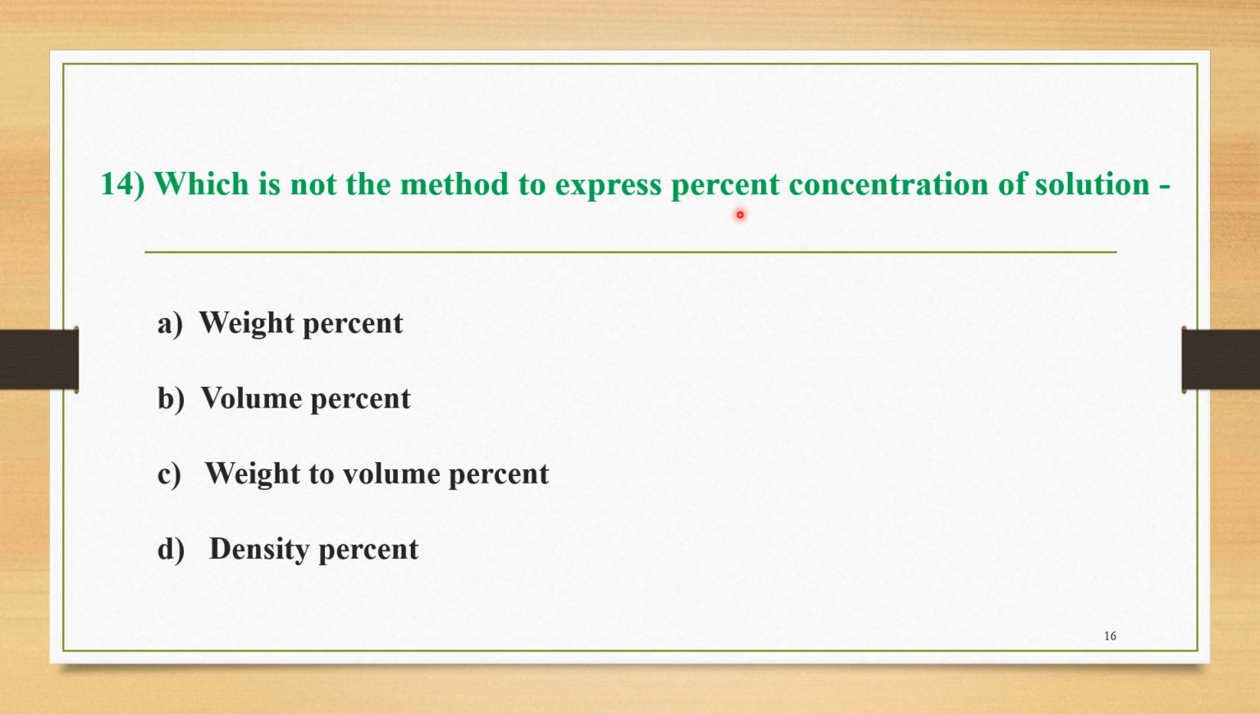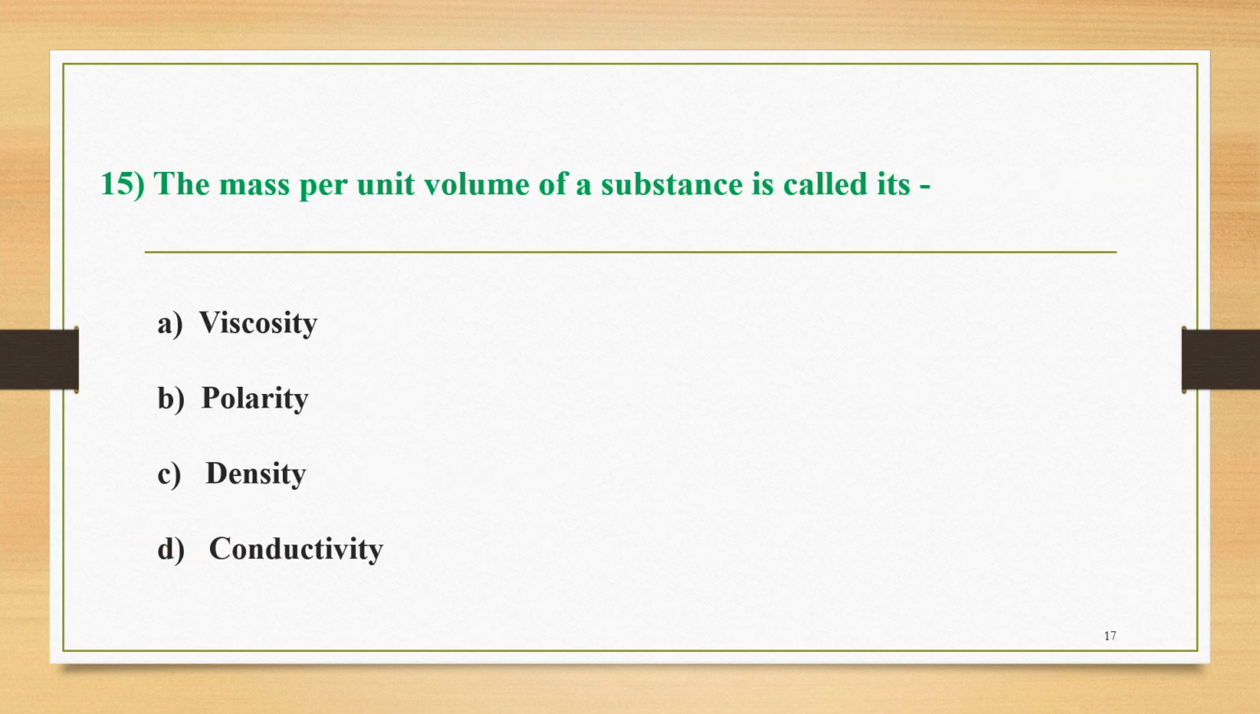And among these three important methods, weight percent is the correct method. Volume percent is also a method used for expressing percent concentration. C is weight to volume percent. It is also a correct method for expressing the percent concentration. So the correct option for this question number 14 is option D. That is, the density percent method is not a method used to express the percent concentration of a solution, while the remaining three methods, A, B and C, are the correct methods for expressing the percent concentration of a solution.